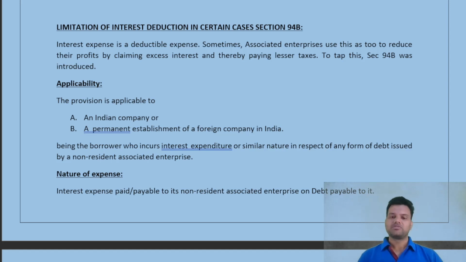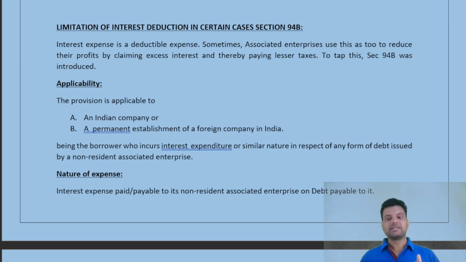So when companies prefer debt, even associated enterprises take this as a tool to play with the tax. One company is in India, another company is in the USA. For example, the USA company will provide a loan to the Indian company at an interest rate of 20%, though the normal rate of interest for that loan is 10%, and the Indian company will pay the 20% to the US company.